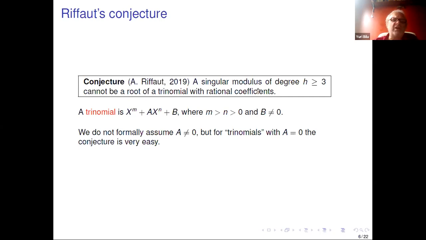This conjecture is really very, very easy to prove for binomials. It's just an easy exercise. So the problem becomes interesting when a is a non-zero term, so when there's a genuine trinomial. One may ask what motivates this. As for me, I find this problem interesting in itself. Maybe I should say that if the degree is 1 or 2, then clearly it is a root of a trinomial, so one should assume h is at least 3.